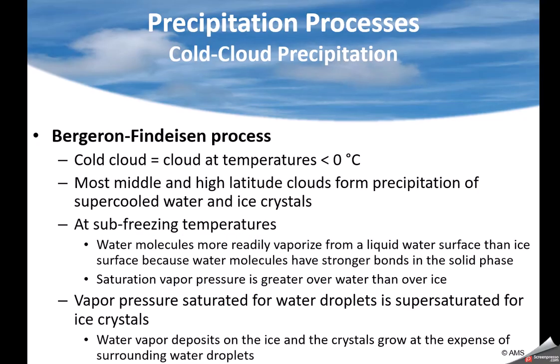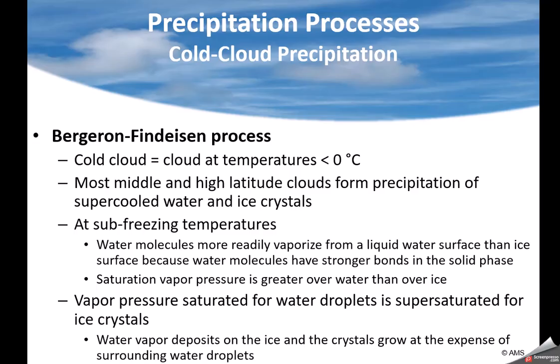Bergeron and Findeisen, and these guys were smart. They looked at cold clouds. They said, hey, clouds get cold when they get in the upper atmosphere. So what happens? Well, ice begins to form from these ice nuclei. And as they form, something unique happens, shall we say. The saturation vapor pressure for water droplets is higher than that for ice. Why is that? Well, the kinetic energy is higher in a water vapor.